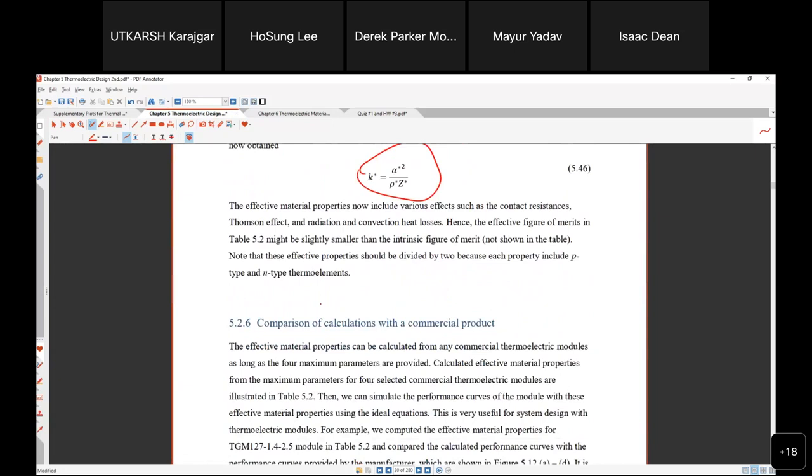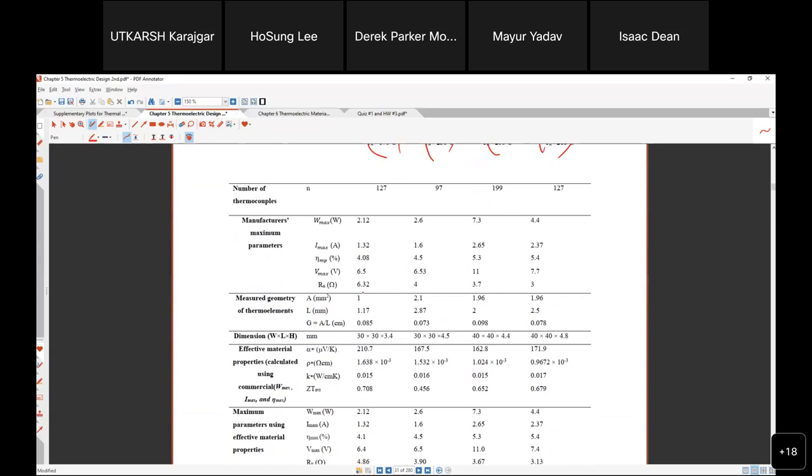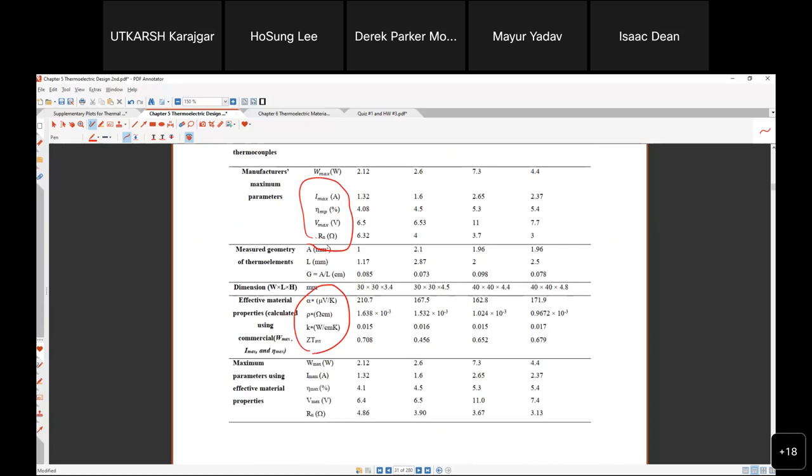And then I compared, because there was a commercial product, and I was able to get the maximum values from their product. Then I calculated the effective property, and I even calculated the GT value. They say GT average is about one, but actually it is less than one because of contact resistance, Thomson effect, and heat losses, all kinds of things. And then this is recalculated.